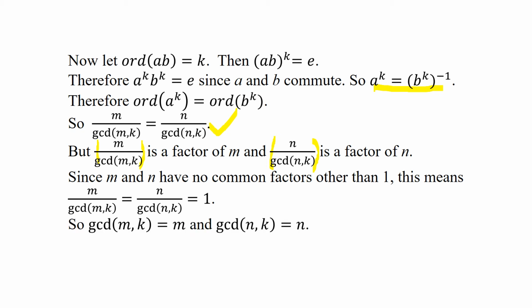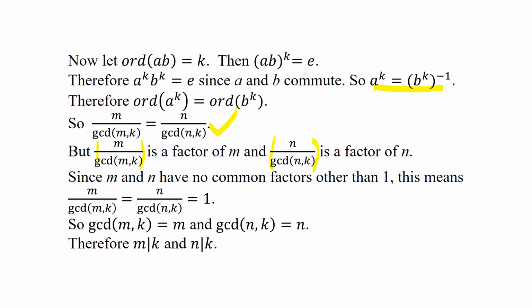How could they be 1? Well, the only way that could happen is if the GCD of m and k is m, and the GCD of n and k is n. What does that mean? That means that m is a divisor of k, right? The greatest common divisor of m and k is m. M is a divisor of both of these. M is a divisor in particular of k. N is a divisor of k as well. So both m and n divide k.